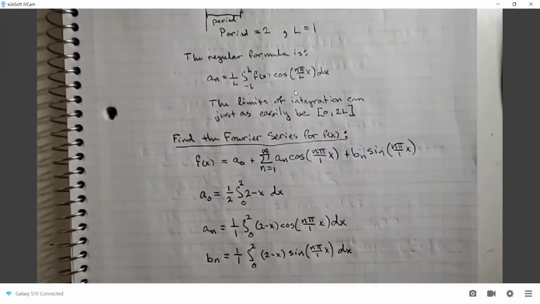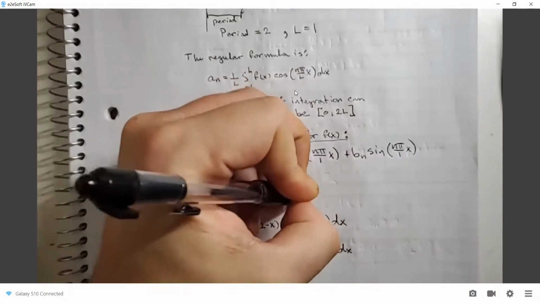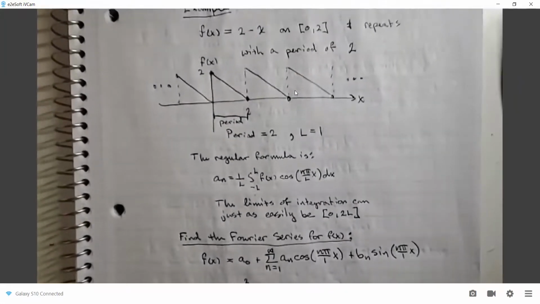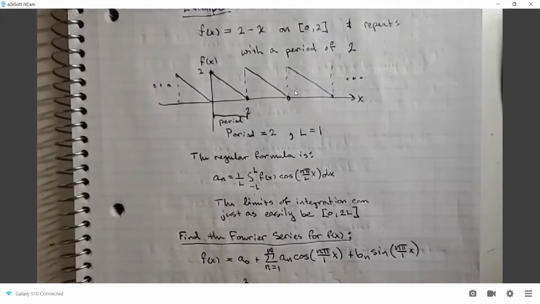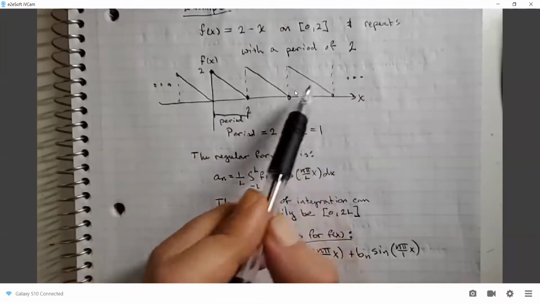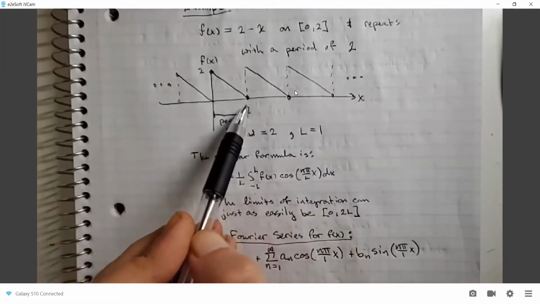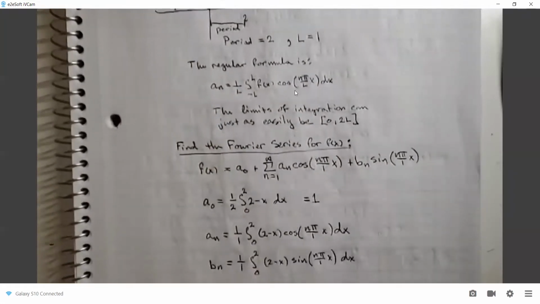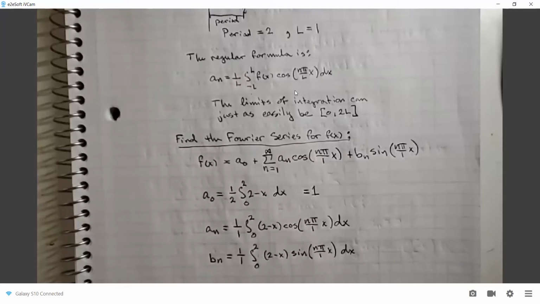Okay, make sense? By the way, a naught is 1. I have a sneaky way of doing that, though I can't always do it. When it's straight lines, I can. a naught is the average value of this function. It's linearly decreasing from 2 to 0, and then does that over and over again. So the average value is 1.